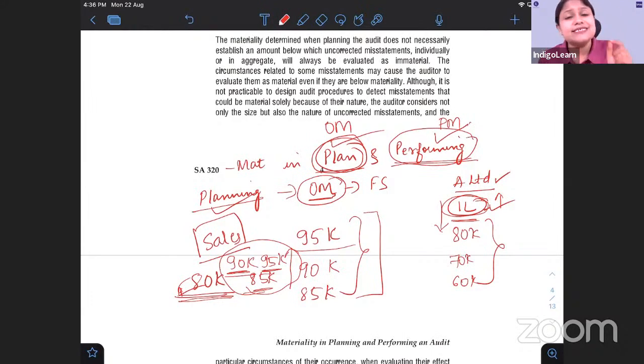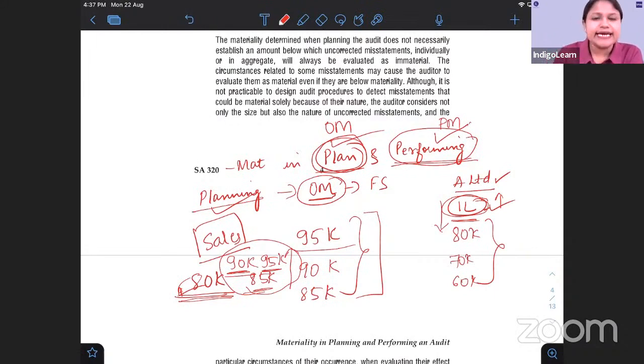The reason being, there is a possibility that individually there could be certain items which could be immaterial. But when you collect all of them, when you aggregate all of them together, they are going to be what? Material. So because of this, just to bring the audit risk to some more lower level, that is, the probability of a misstatement going undetected or uncorrected, to bring it down, we will also fix another level, which we call performance materiality.